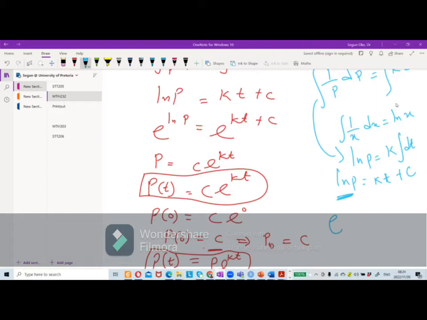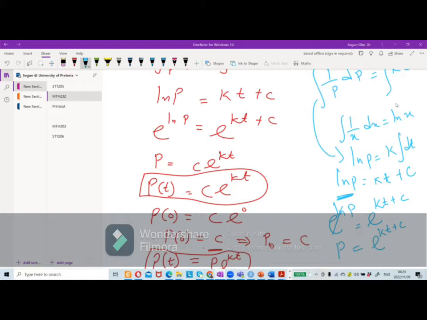Then I can now say take the exponential of both sides, because what you do to the right side, you must do to the left side. So if I take the exponential of both sides, the exponential cancels the ln on the left. I now have P equals exponential of kt plus c.